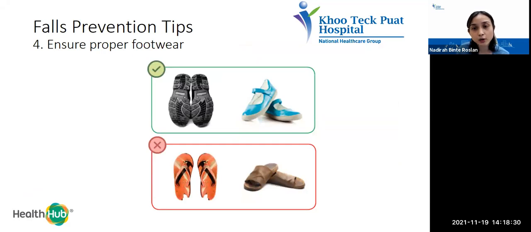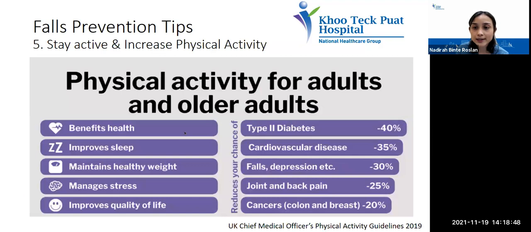Another tip to minimize your fall risk is ensuring you are wearing proper footwear. So wear well-fitting non-slip shoes when you go out, even if it's just a short walk to the market or downstairs. So the last and most important tip will be to stay active and increase physical activity. Physical activity has lots of benefits for older adults, as seen here, and it can actually reduce the chances of falls by 30%.